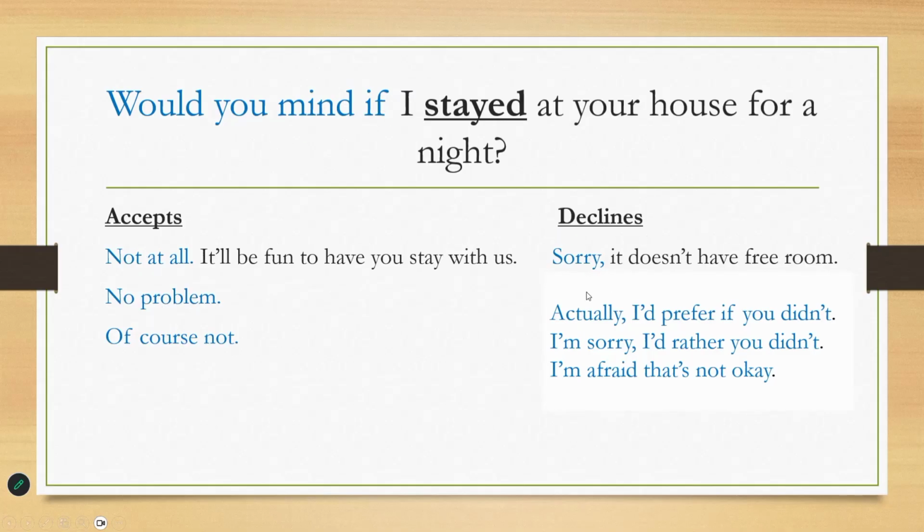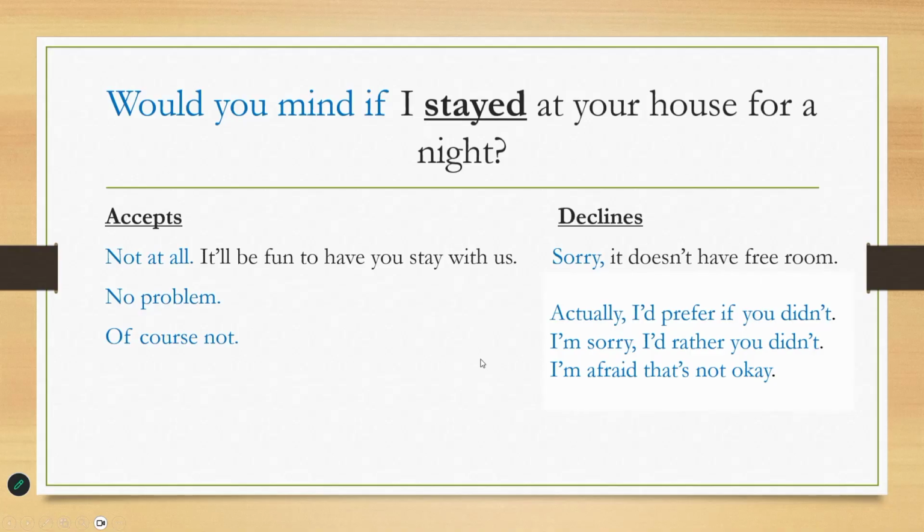If you decline, you say sorry. Sorry, it doesn't work for me. Actually, I'd prefer it if you didn't. I'd rather you didn't. But most people just like to say, I'm sorry. Yeah, a very, very simple way to say it. So don't say no.